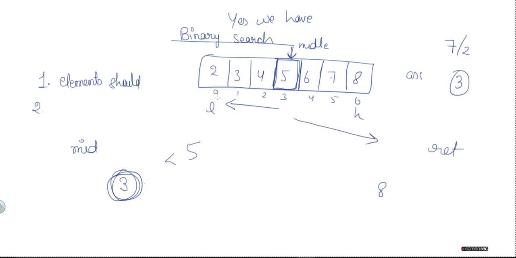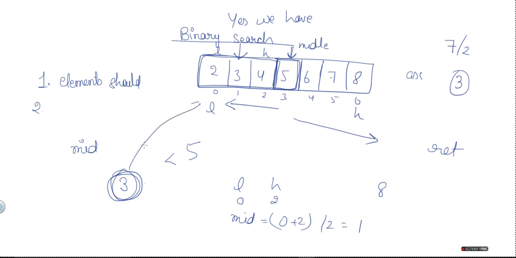In this case we move to the left part, and now this will be the lower and this will be the higher value. The lower value stays the same at 0 and the higher value becomes 2. Now again we find the middle element, which is 0 plus 2 divided by 2, which equals 1. So this 3 is now the middle element, and we compare again: 3 equals 3. So we have found our match.